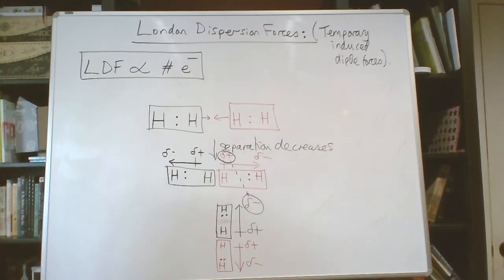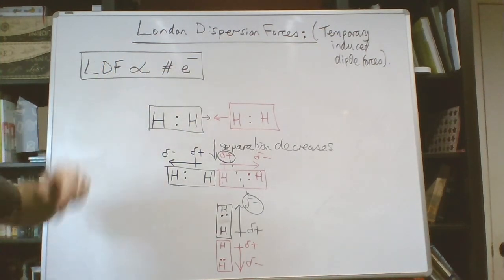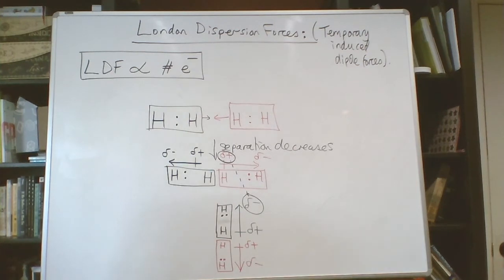London dispersion forces, again, are proportional to number of electrons. The more electrons you have, the stronger they get. Although they're weak individually, if you've got hundreds of electrons or thousands of electrons, for example, in proteins, these can be quite sizable.